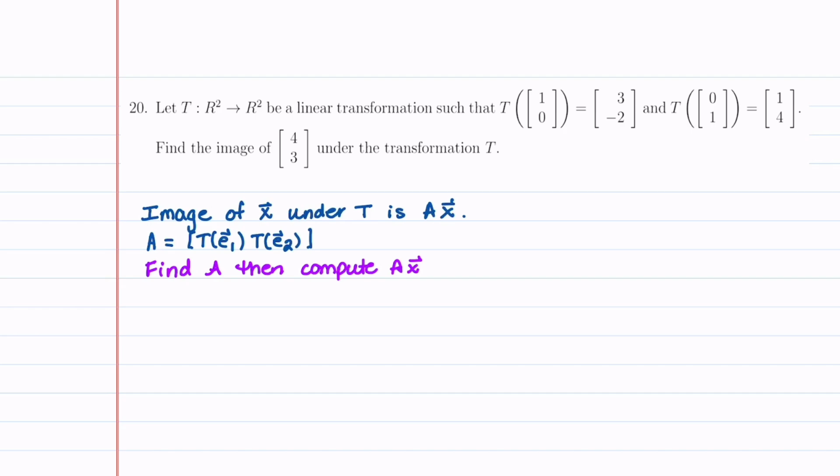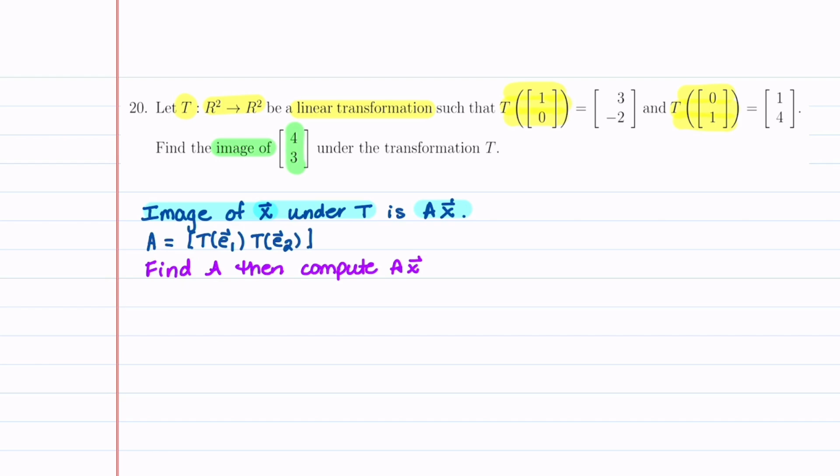In this problem, we're told that we have a transformation T from R2 to R2, and it is a linear transformation, and we're told what T of (1, 0) is, and T of (0, 1), and then we're asked to find the image of this vector (4, 3) under the transformation T. Let's try to understand what we're being asked to find. The image of any vector x under T is just A times x. Let's now remember what A is.